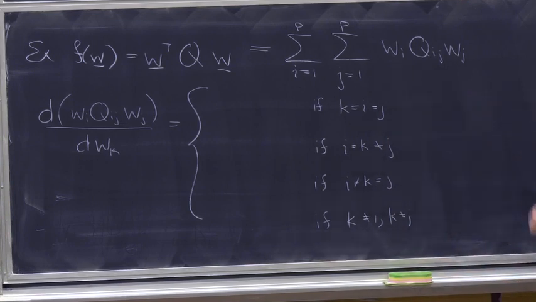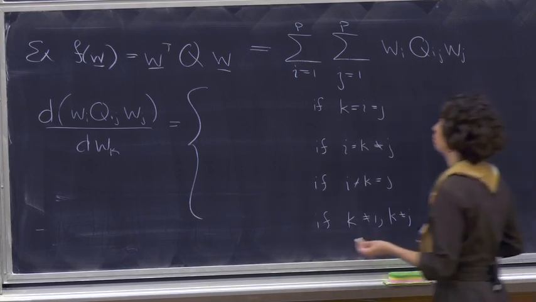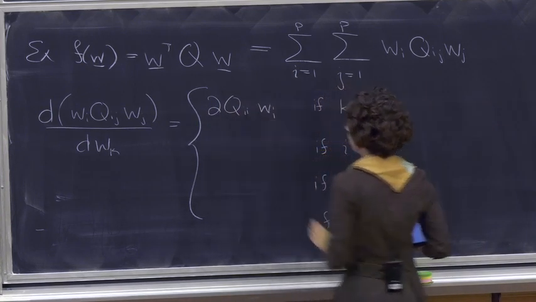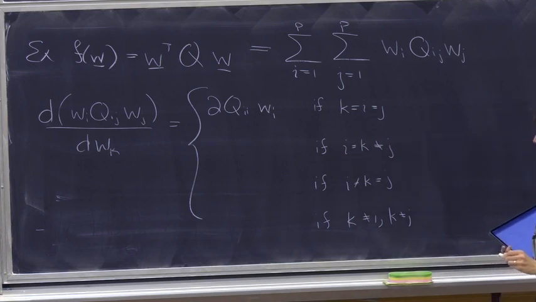Okay, so if k and i and j are all equal to one another, then what is this derivative? So this would be 2 qii times wi. Right, very good. Now if i is equal to k, but not j, then what have we got?